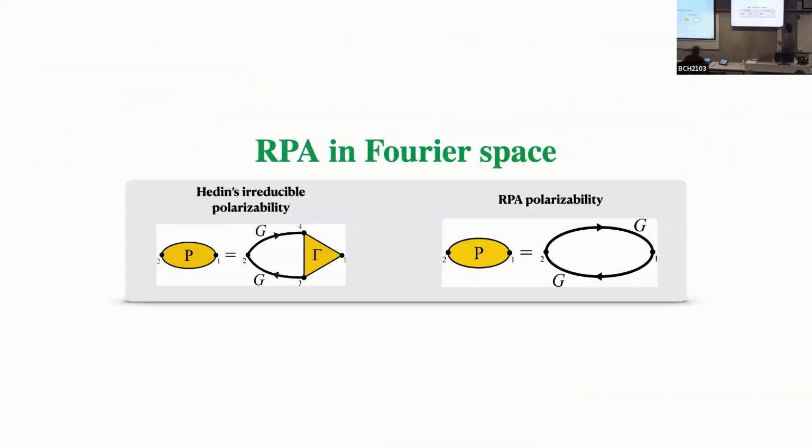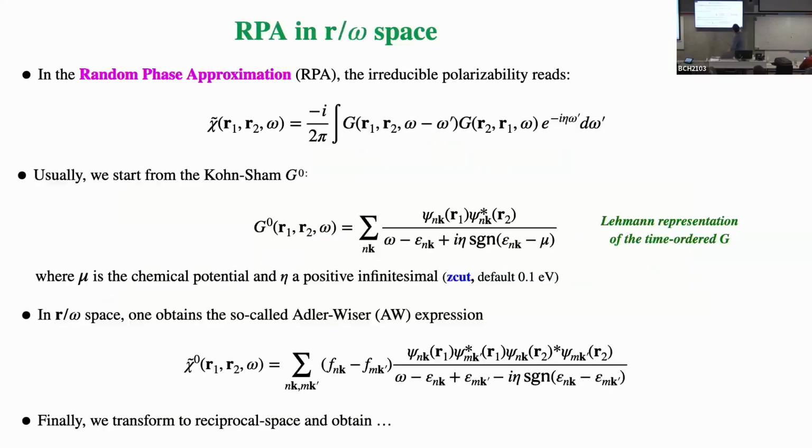Okay, in the next slides, I would like to discuss the computation of the RPA polarizability in Fourier space. So this is the full polarizability, the reducible polarizability, where we have the vertex gamma. Now, as you know, in GW, gamma is replaced by a product of two delta functions. So in GW, the polarizability is simply given by GG, and this corresponds to the RPA expression.